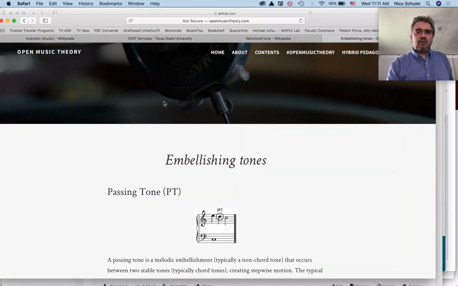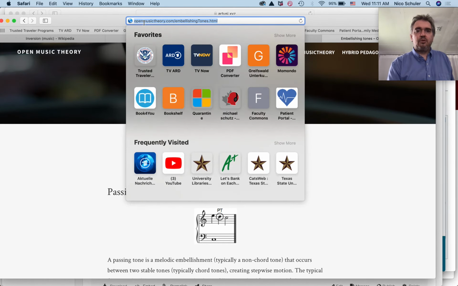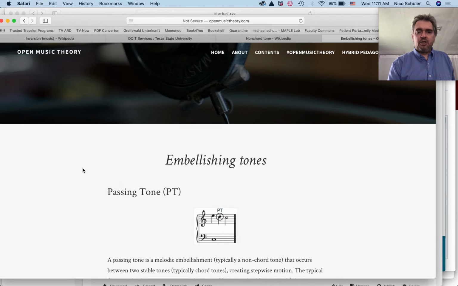Also, there is a page on embellishing tones on openmusictheory.com. So if you go to openmusictheory.com/embellishingtones.html, you will find it. You can also Google it, Open Music Theory Embellishing Tones.